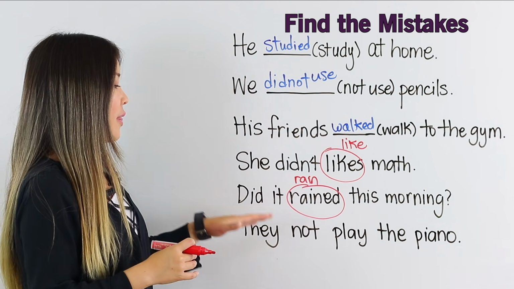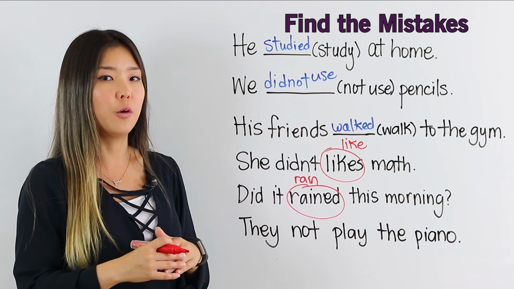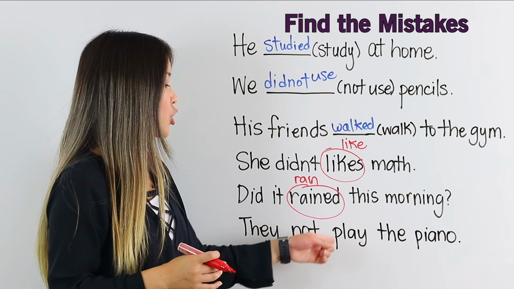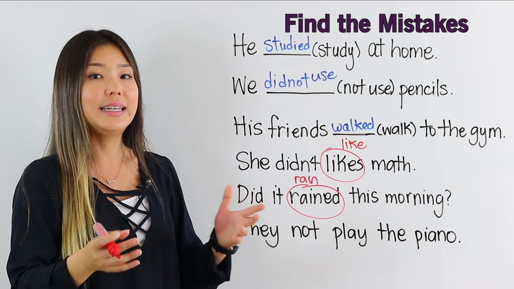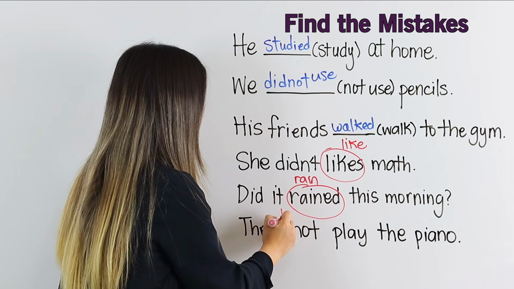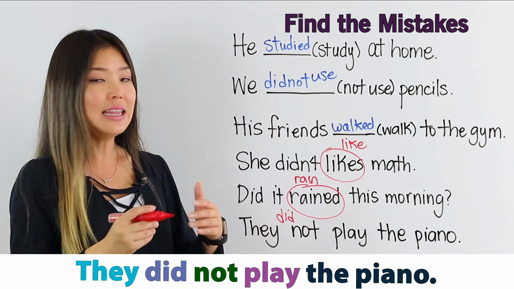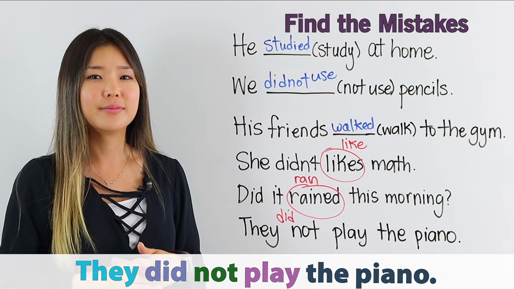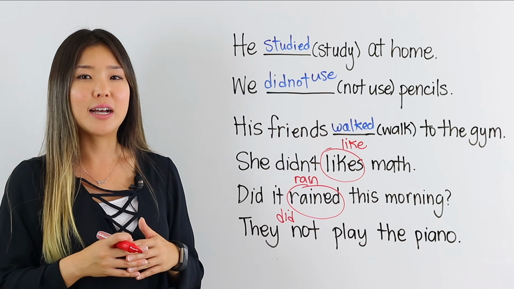And finally, they not play the piano. The verb is an action verb, so we need a did in front of the not. They did not play the piano. Let's move on to the next checkup.